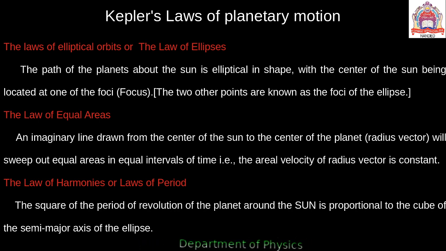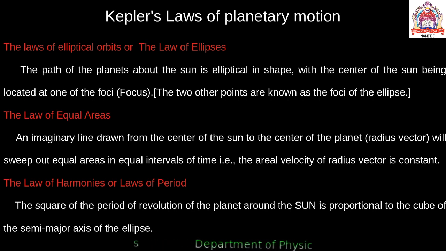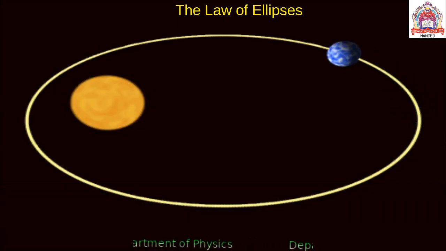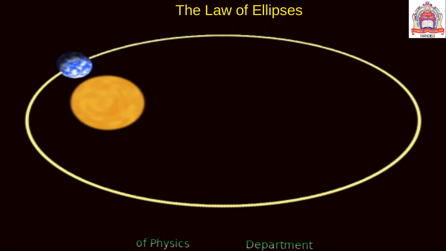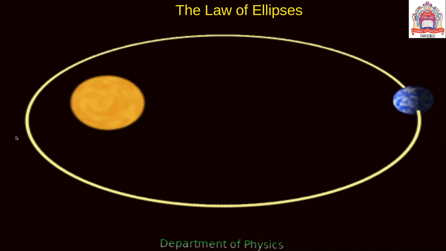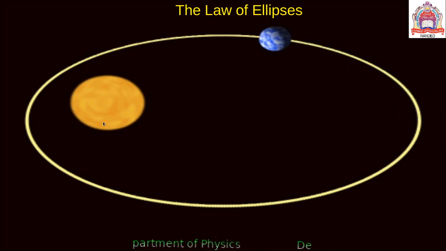According to Kepler's third law, the square of the period of revolution of the planet around the sun is proportional to the cube of the semi-major axis of the ellipse. Now I am giving the slide describing these three laws by animation. The planet revolves around the sun in an elliptical orbit, and the sun is at a focus.